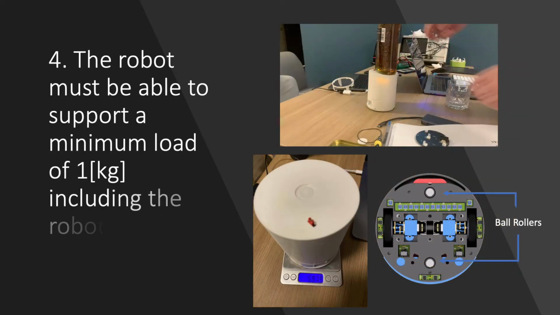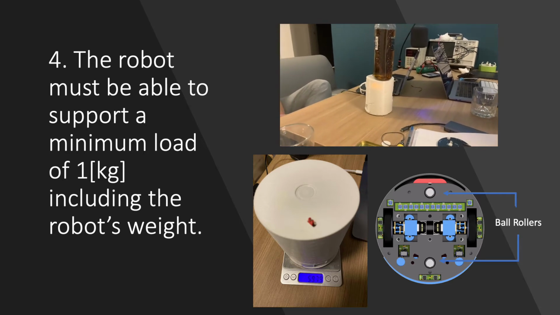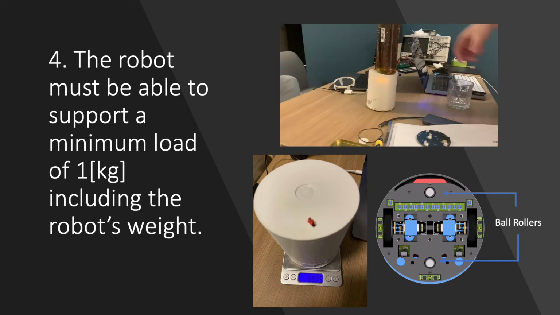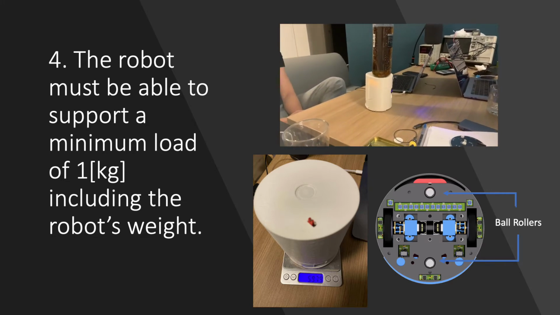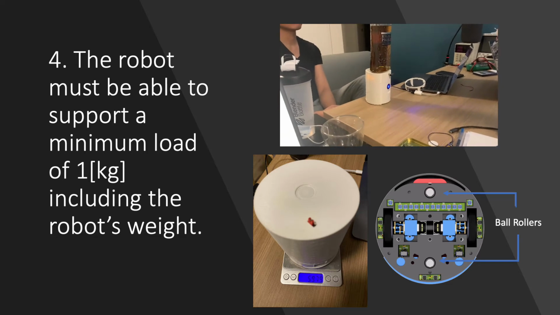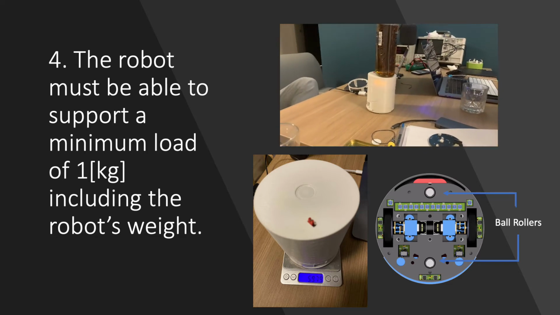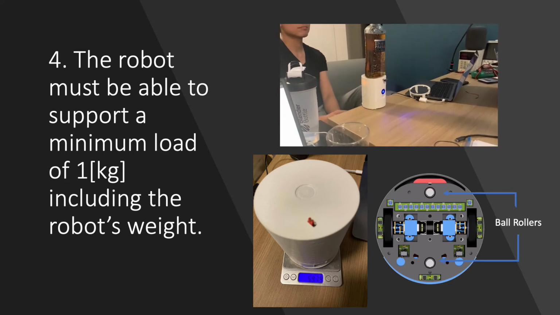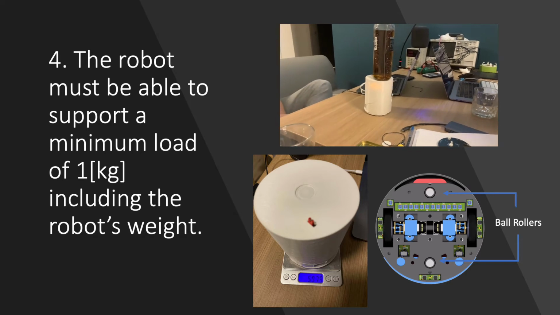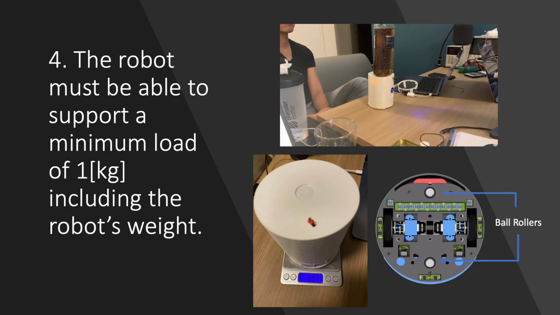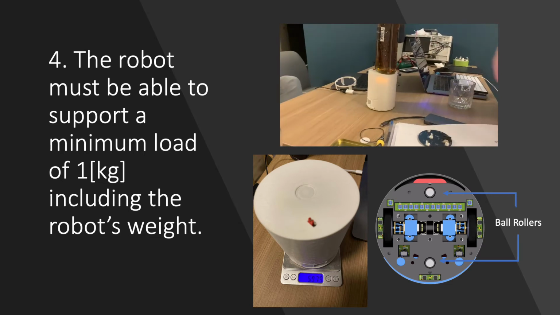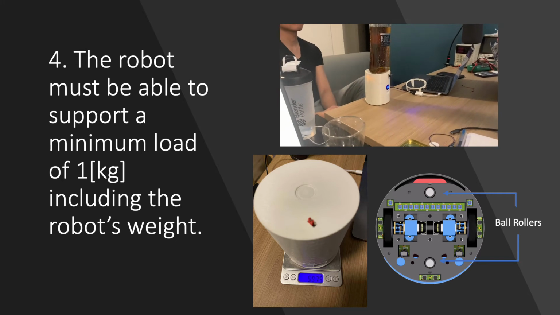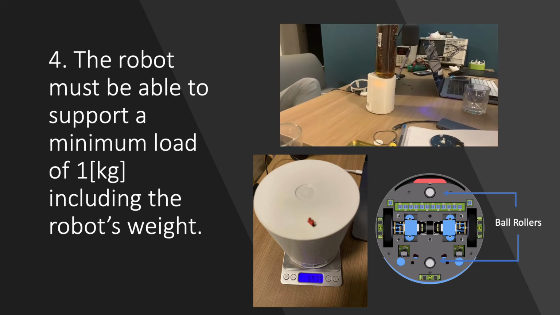Constraint 4. The robot must be able to support a minimum load of 1 kilogram, including the robot's weight. This constraint was put in place so that this robot could also be used in other applications where it was necessary to use the robot surface as a holder for objects, such as utensils in a restaurant setting. Since it was decided that the robot will be using two-wheel drive, additional support is needed to keep it balanced. 2 ball rollers were implemented so that there are now 4 points of contact with the ground, allowing for additional support. The robot weighs about 600 grams and can support an additional load about equal to its weight.